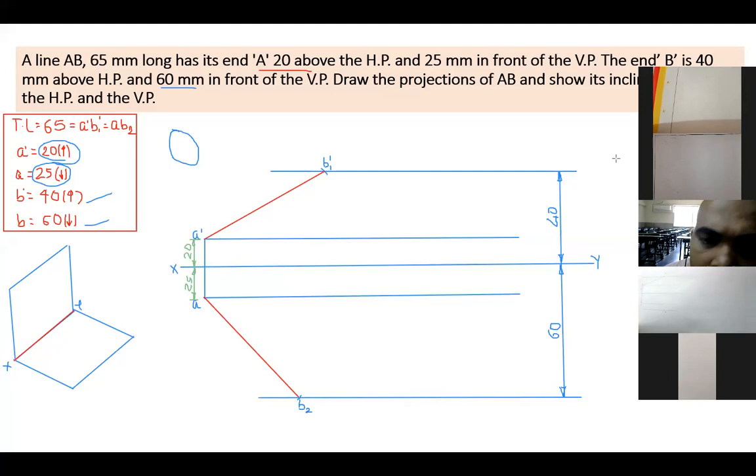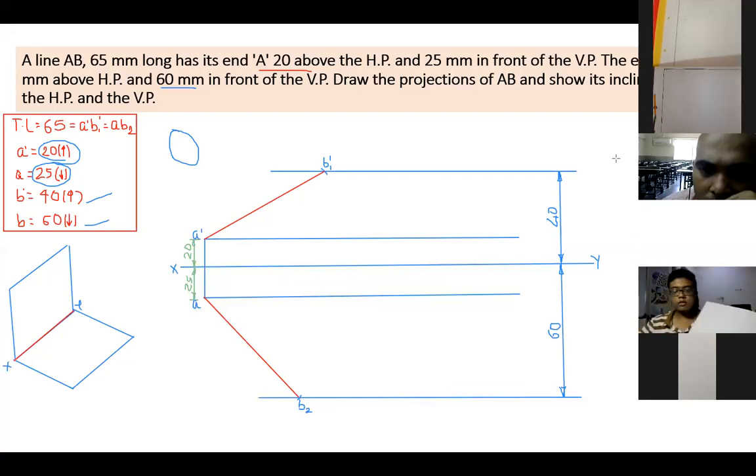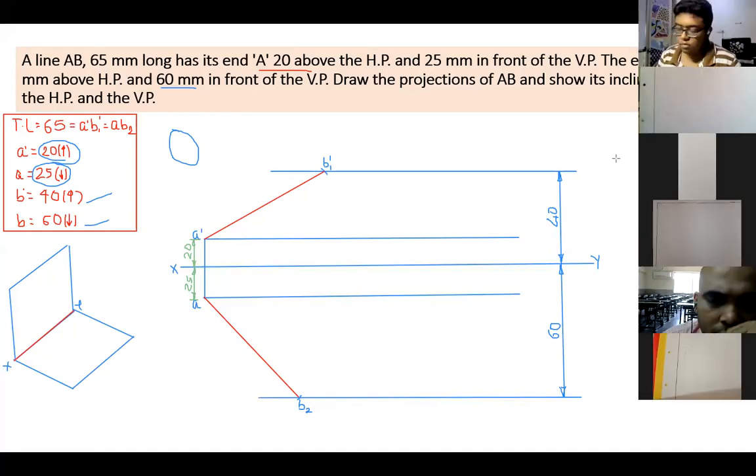Jayant, your B1 dash and B2, which one is coming ahead? Just check Jayant and let me know. आपका B1 dash आगे आ रहा है कि B2 आगे आ रहा है? आप देख के बताओ जयंत, कि B2 आपका आगे आ रहा है कि B1 dash आगे आ रहा है? सर मेरा B2 आगे आ रहा है थोड़ा सा.